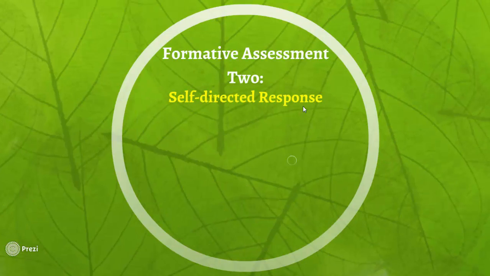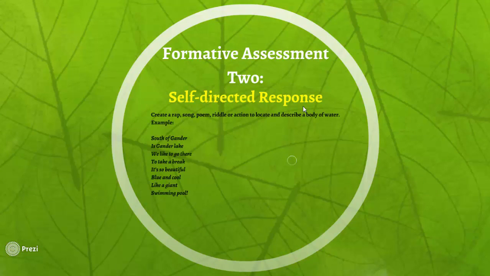My second assessment is a self-directed response. So in this case, it would be like a homework assignment, and during their homework assignment, the students could creatively come up with an understanding of the content that we're studying. In this case, it can be a rap or a song, a poem or a riddle or any sort of action that would describe a body of water. And here's an example that I've given myself. Gander is a community in Newfoundland and Labrador, and they have a lake there, so feel free to read that.